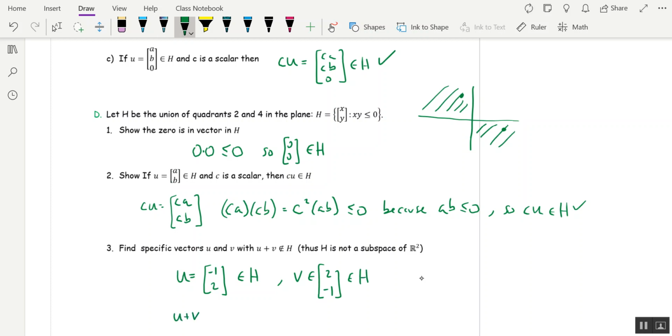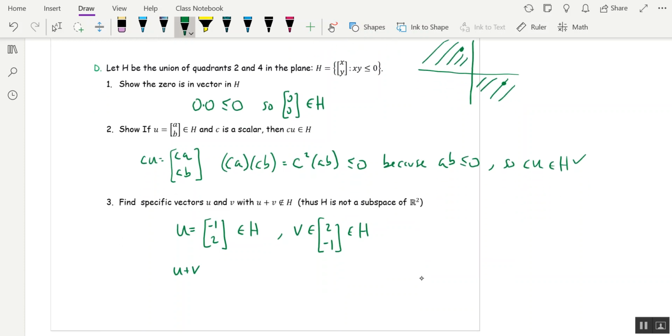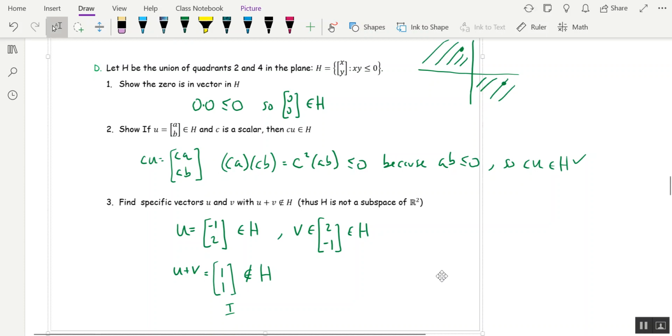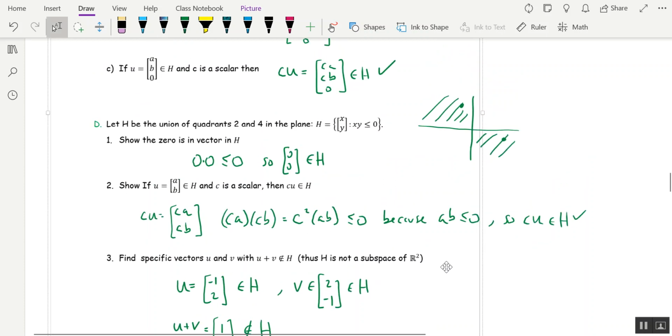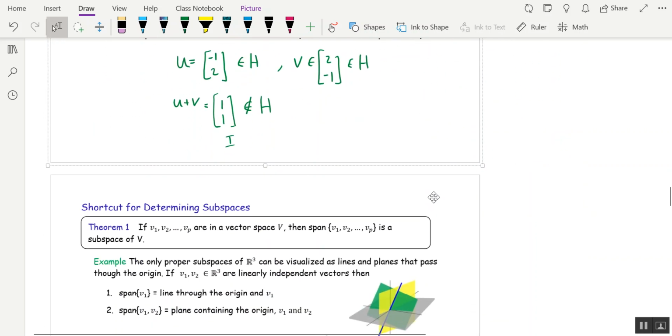u plus v, if I add them together, I'm going to bop out of quadrants 2 and 4. So if I add them together, I get negative 1 plus 2 is 1. 2 plus negative 1 is 1. Uh-oh, that's not in H anymore because this is in quadrant 1. So H is not closed under addition. So there's an example where you have a subset that is not a subspace. Sometimes it's helpful when you're trying to understand a definition to see examples of that thing and examples of not that thing, if that makes any sense.